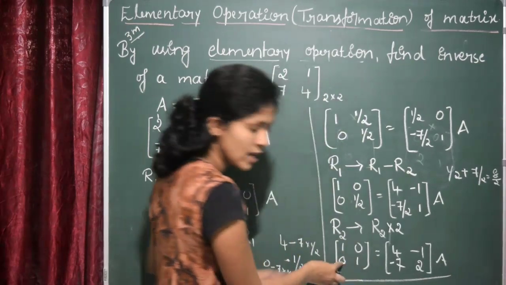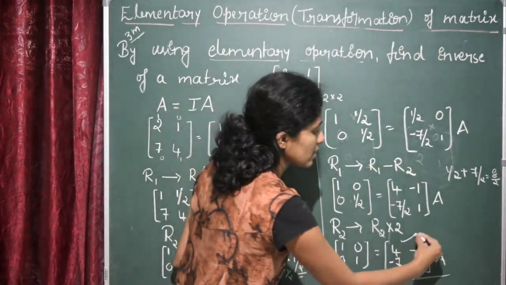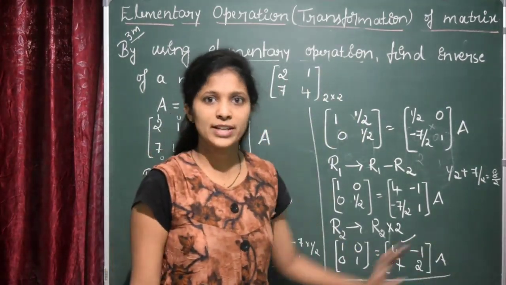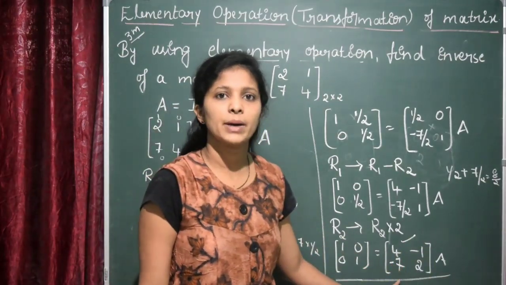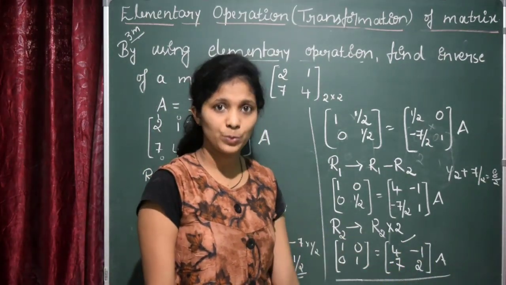Here we got the identity matrix. So this is the inverse of matrix C, that is 4, minus 1, minus 7 and 2. I hope you understood this one.